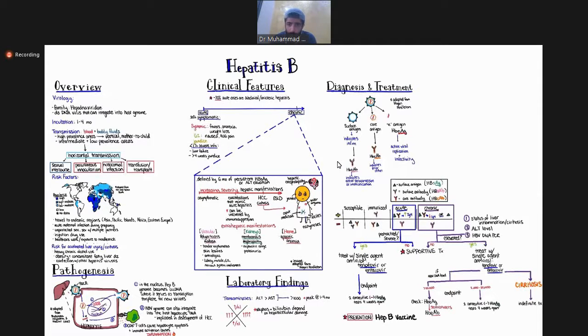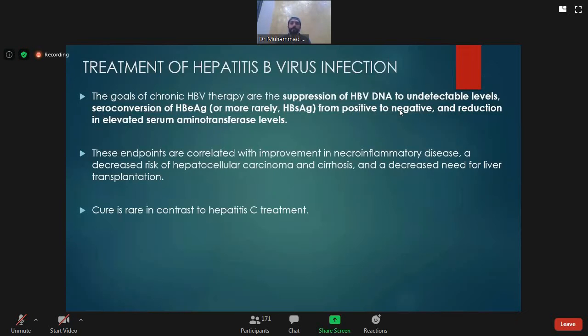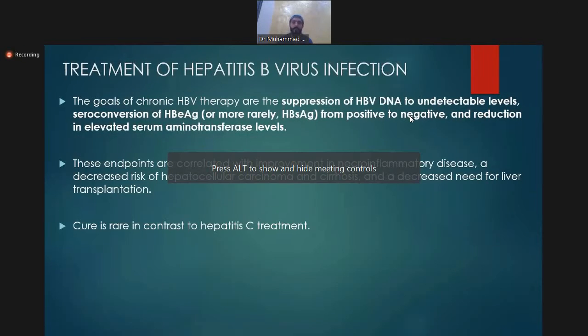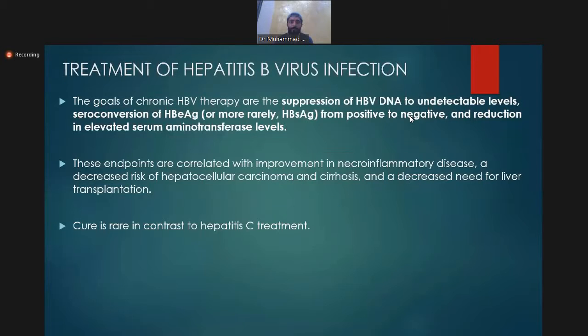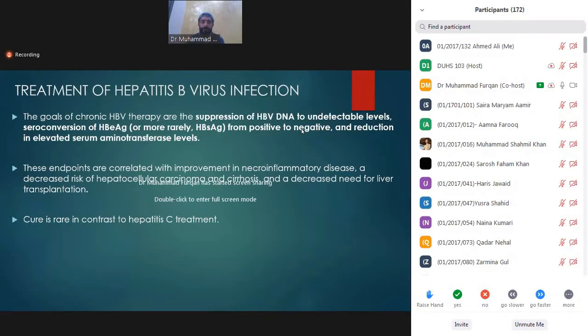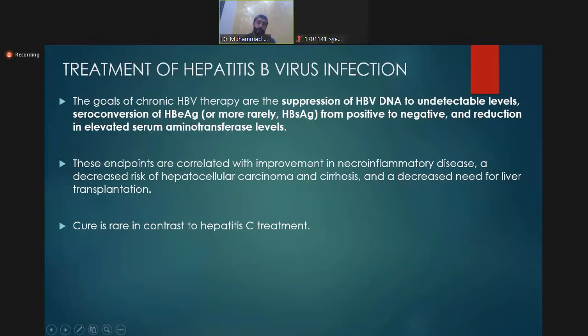So moving on to the treatment of hepatitis B. The goals are to reduce viral load to undetectable levels, seroconversion of hepatitis B E antigen from positive to negative, and you are able to reduce the levels of serum aminotransferase. Basically, it's going to improve the necro-inflammatory disease which is caused by hepatitis B virus. And it also leads to decreased risk of hepatocellular carcinoma and cirrhosis.